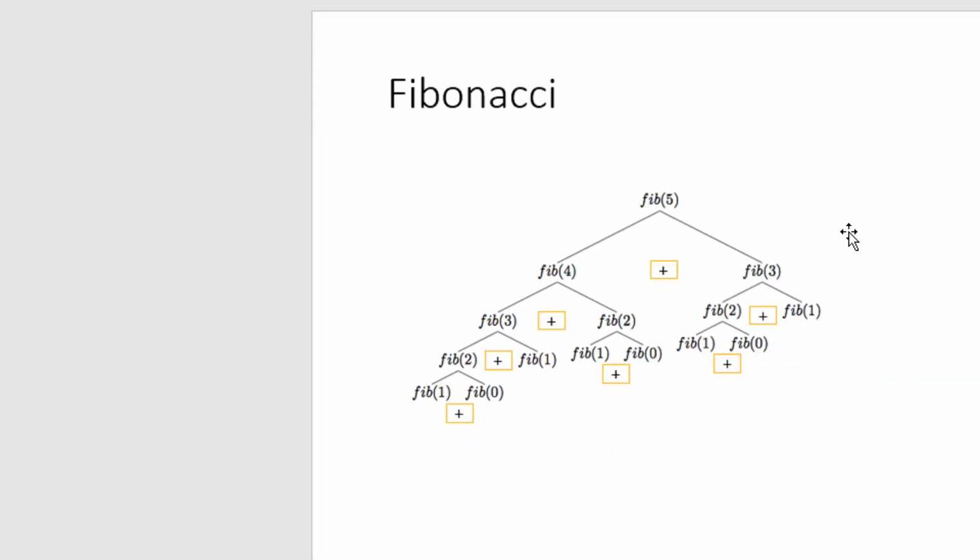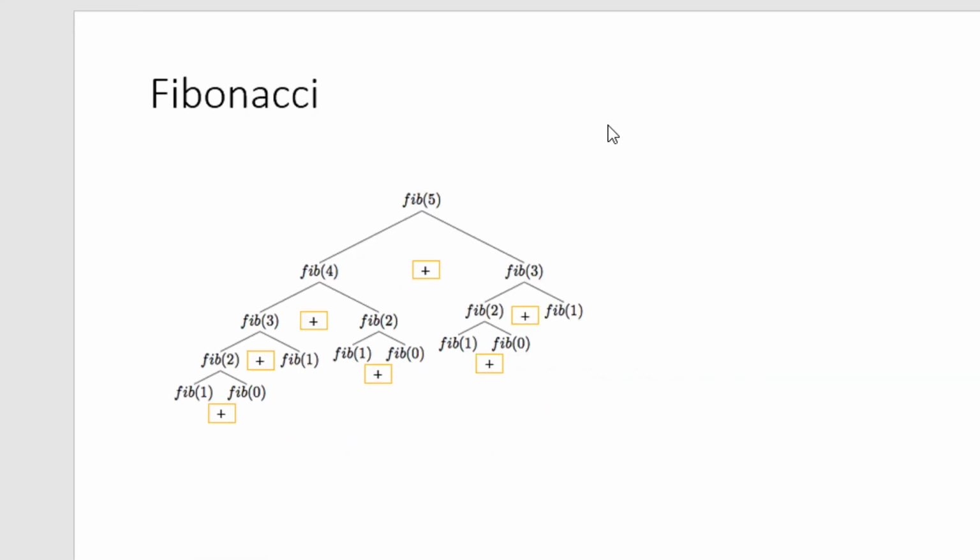So this is how Fibonacci of 5 is calculated, right? So Fibonacci of 5 is 5 minus 1 and 5 minus 2. So Fibonacci of 4 and 3. Then Fibonacci of 4 is again Fibonacci of 3 and Fibonacci of 2. Then Fibonacci of 3 is n minus 1, n minus 2, right? Then it is 1 and 0. Finally 1 and 0, 1 and 0, 1 and 0.